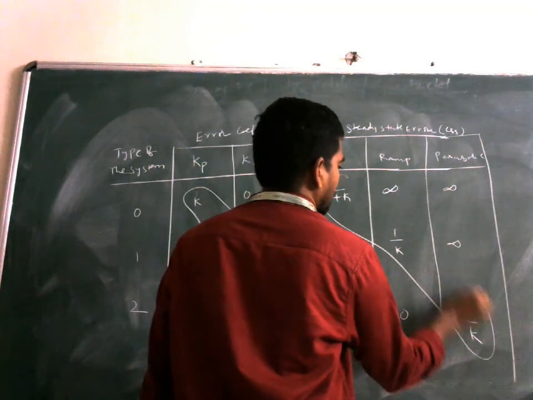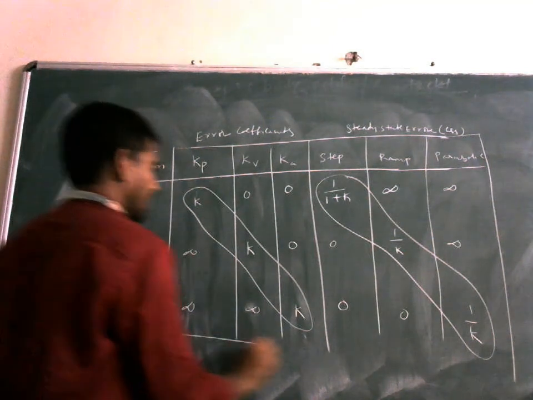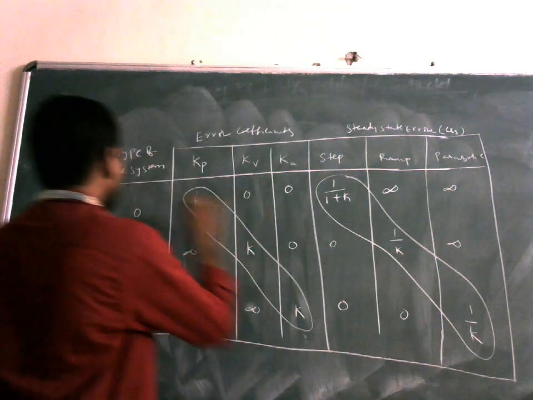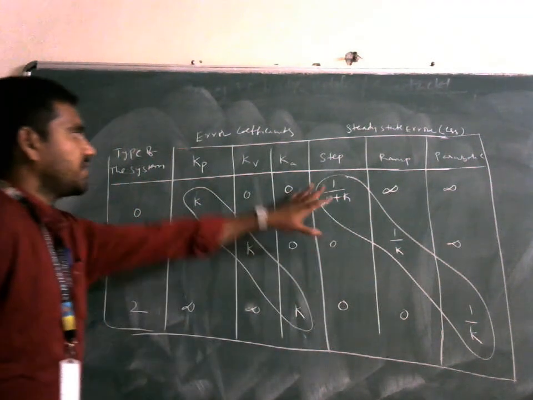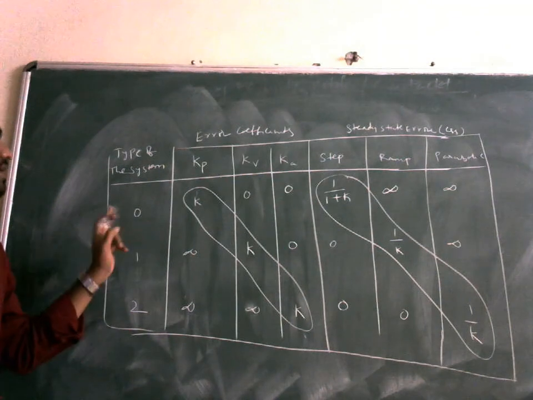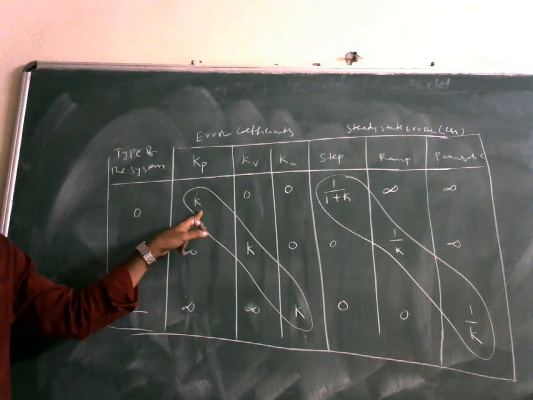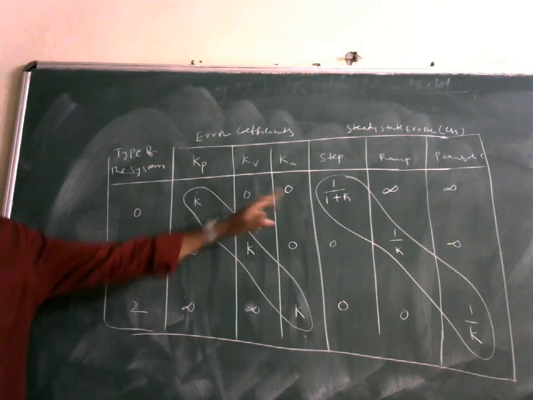You can note these things. Again, here the upper triangle is infinity, and the lower triangle is zeros, for steady state and the ramp signal. This table is very important. For type 0 system, Kp is K. Remaining all are zeros.